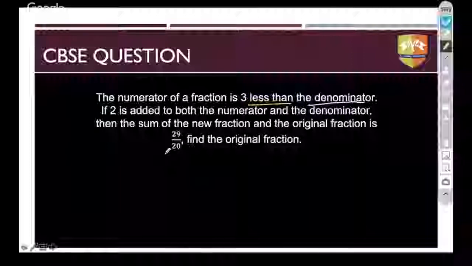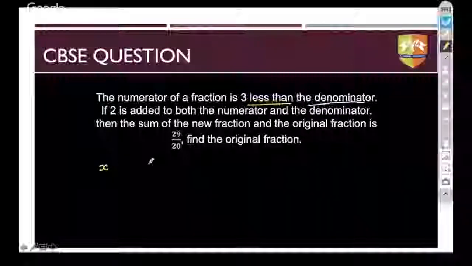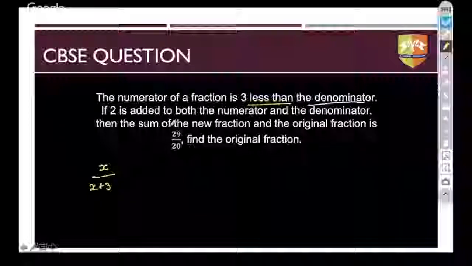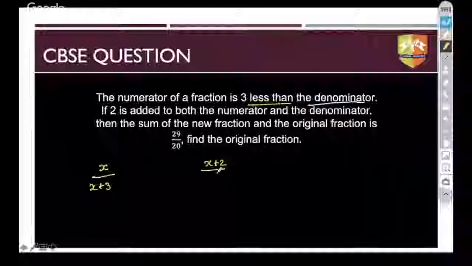If x is the numerator, and the numerator of a fraction is 3 less than the denominator, that means the denominator is x plus 3. This is the fraction. If 2 is added to both the numerator and the denominator, so let us add 2, it is x plus 2, and the denominator becomes x plus 5. And if 2 is added to both, then the sum of the new fraction and the original fraction is 29 by 20.